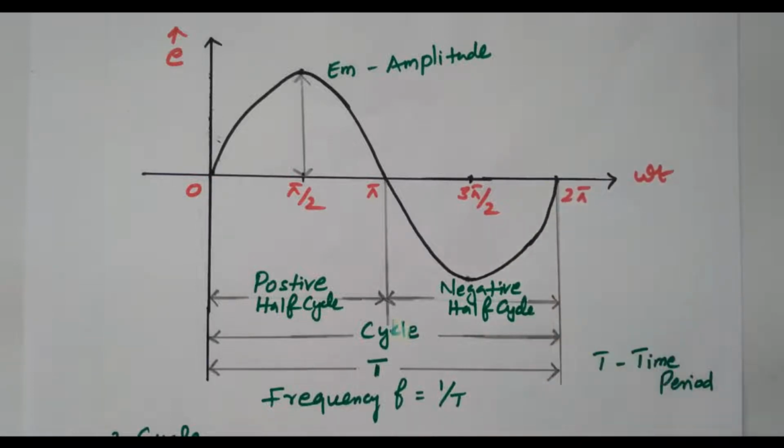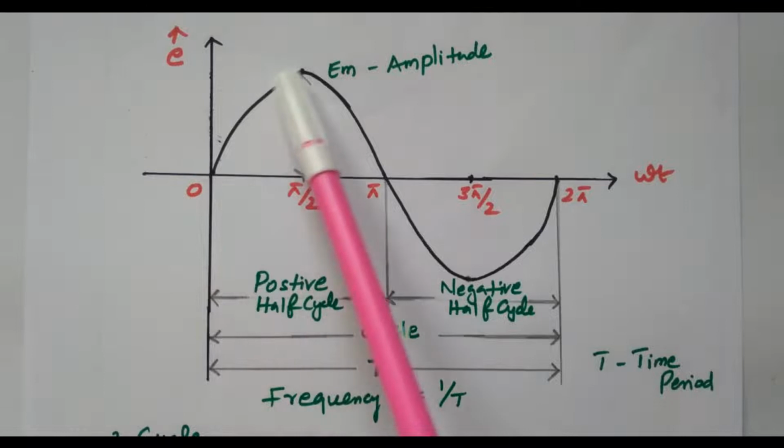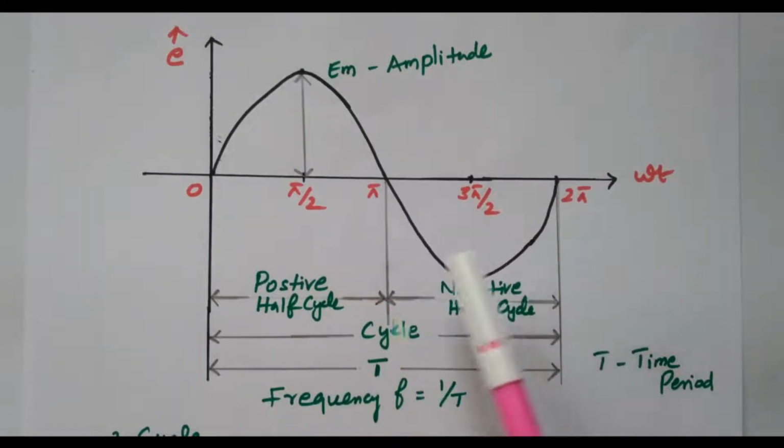2 pi, 360 degree. So from 0 to pi, 180 degree, the voltage is positive. It's called a positive half cycle. From 180 to 360 we have negative voltage, so this is called a negative half cycle. The sum of these two, positive half cycle and negative half cycle, is the full cycle. The full cycle is nothing but the sum of the positive half cycle and negative half cycle. This is one cycle, changing from positive to negative.